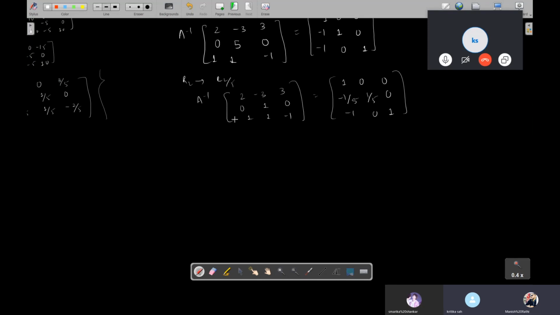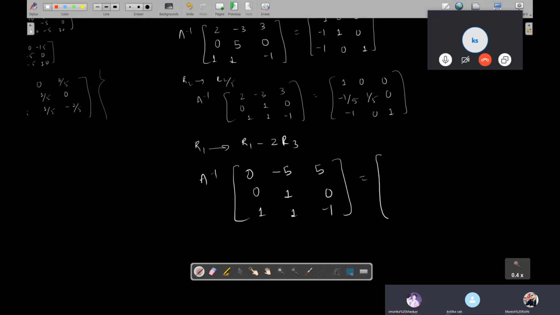Now after applying over here, A inverse is R2 upon 5. Now in order to make it as 0, 1, 0, I will just write R1 changes to R1 minus 2 R3. Minus 3 minus 2 is minus 5. 3 plus 2 is 5. 0, 1, 0, 1, 1, minus 1. 1 minus 2 times R3. So the value will be 1 plus 2 is 3, 0, 1 minus 2 is minus 2, minus 1 by 5, 1 by 5, 0, minus 1, 0, 1.